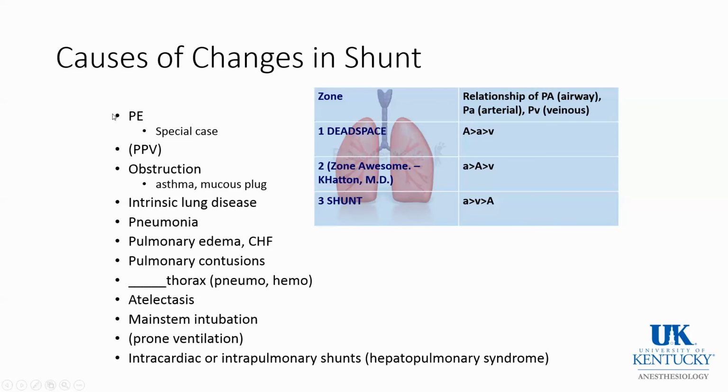So we said PE was a special case. The idea there is that 20 to 40%, it depends on what you read, of PEs are large enough that they cause changes in the blood pressure as well. They increase your right ventricular afterload, and you increase this arterial pressure as a result, and you end up also getting shunt. So you get both things. So if you have someone that has a PE that is hypoxemic, you need to be worried.